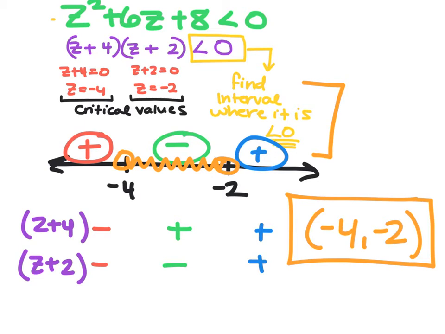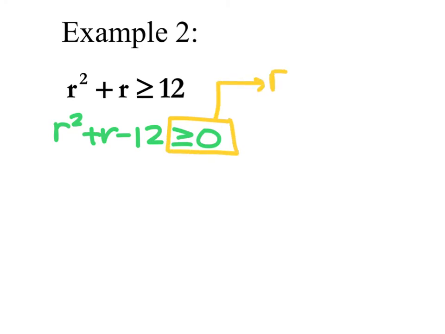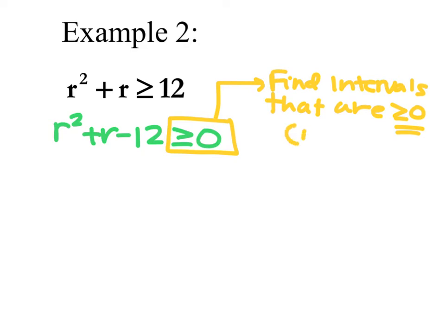Let's do another one. That was intense. Okay, same idea, guys. Let's get that 12 over to the left-hand side. We have r squared plus r minus 12 is greater than or equal to 0. Okay, so let's make a side note right away that this time we want to find the intervals that are greater than 0. Technically greater than or equal to, which means I'm looking for the positive intervals. Cool.